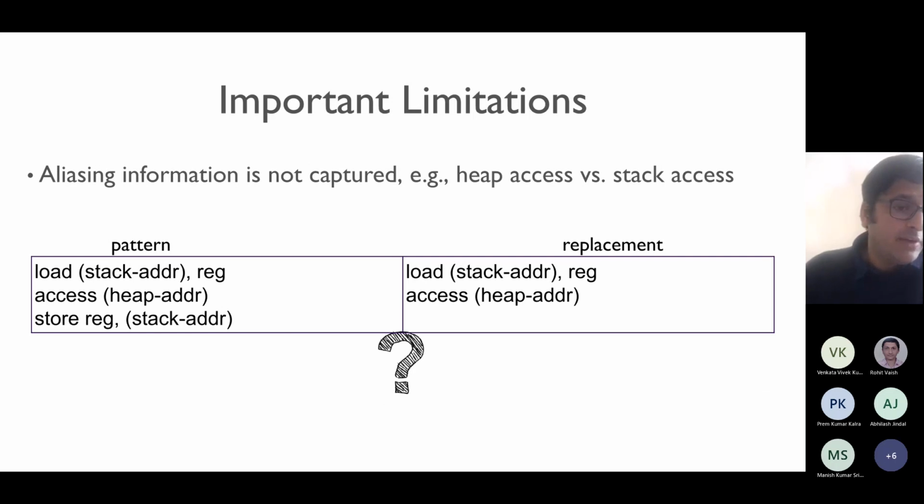Further, aliasing information is not captured. For example, whether it's a heap access or a stack access, you should be able to reason that a heap access cannot alias with a stack access, and using that, you should be able to get rid of some instructions. In this case, I'm just getting rid of the third instruction, the store, because I know that the reg value is already available in memory. The reg value and the memory address agree because a heap address cannot alias with a stack address. But if you don't have this aliasing information, this transformation is invalid.